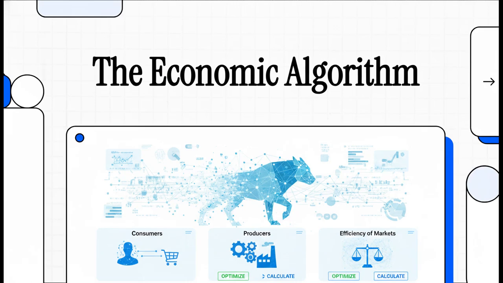Welcome to this explainer. Today, we're going to put on a metaphorical, high-tech, holographic lens to decode the economy. We so often think of the economy as this wild, unpredictable beast. But if you really stripped it down, it operates exactly like a highly sophisticated algorithm. It constantly calculates value, processes constraints, and attempts to optimize outcomes for everyone involved. Over the course of this explainer, we're going to break down the specific core components of that algorithm: consumers, producers, and the efficiency of markets.